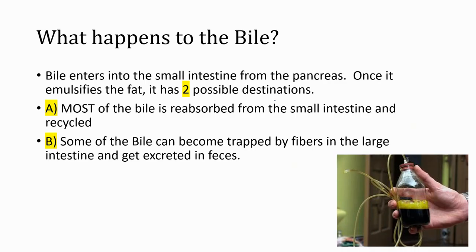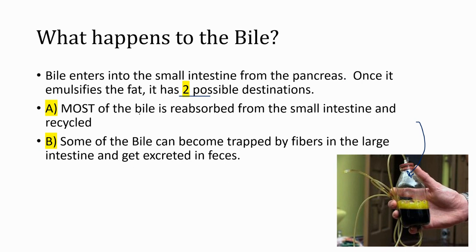So what happens to the bile? Bile enters into the small intestine from the pancreas. Once it emulsifies the fat, it can go 2 different places. I tried to show y'all what a vial of bile looks like. Bile is green. And if you notice, that's why the gallbladder underneath the liver, when you see it on models, it's green because bile is green.